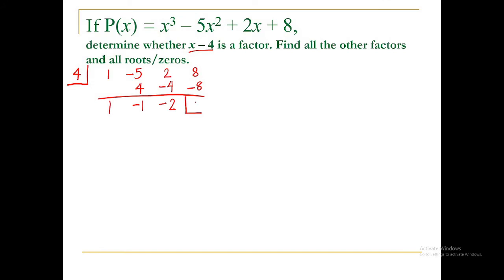What does it imply if the remainder is 0? So x minus 4 is a factor of x cubed minus 5x squared plus 2x plus 8, sir. Okay, I agree with that. Therefore, if your remainder is 0, your divisor x minus 4, which I used in my synthetic division, is a factor of your polynomial function. Now, let us find the other factors as well. What are you going to do with this?